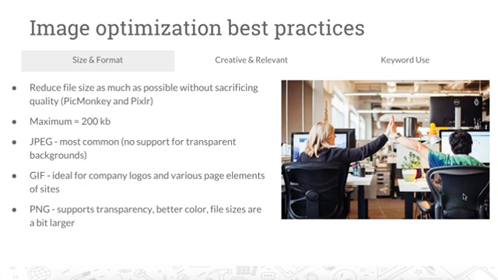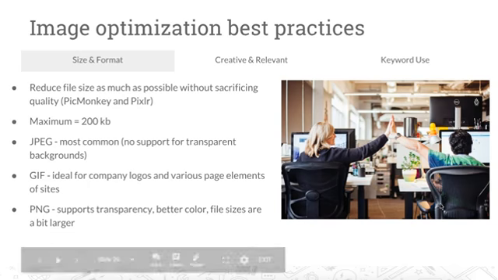When it comes to format, you have a few different options. A JPEG is the most common, although there's no support for transparent backgrounds. A GIF is ideal for things like logos. And then PNG often has better color and supports transparency, but often the file sizes are a bit larger.